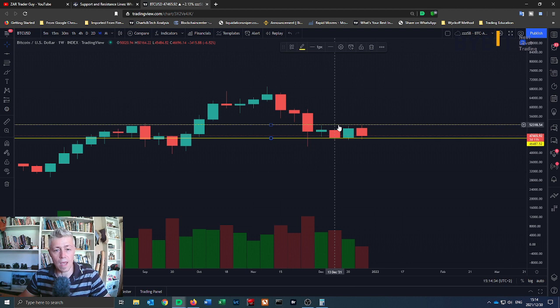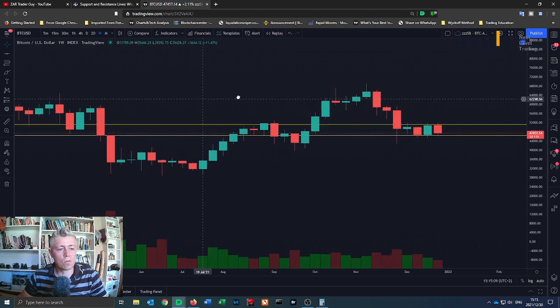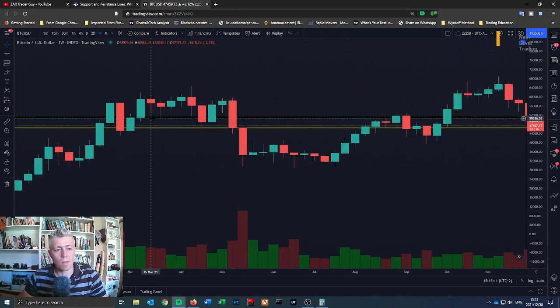So I'm going to chart it there. You can refine these areas by using the daily and 4-hour time frames to find very specific areas. Once you've charted your resistance areas, it's always good to look left to see where the price has respected.